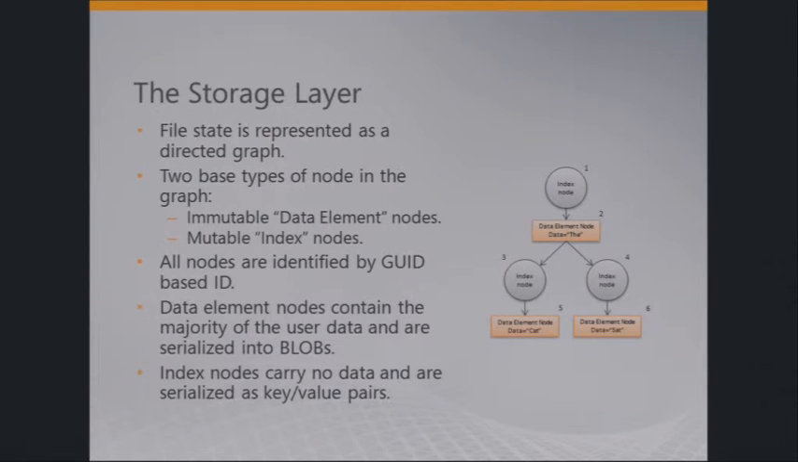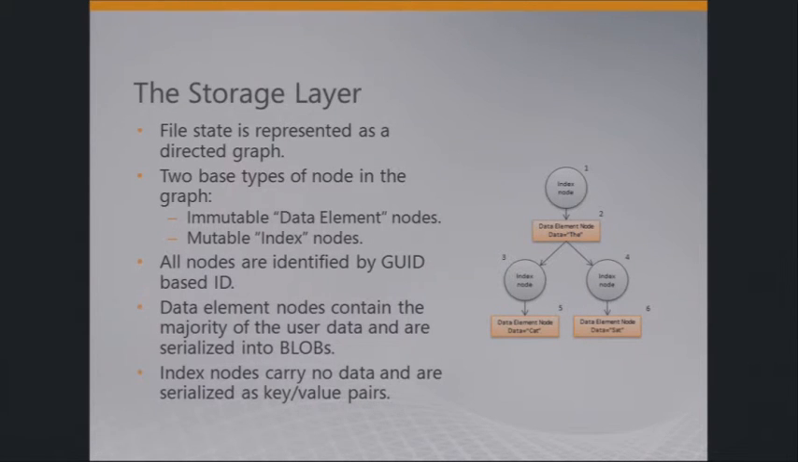There are various derivations of data element node that carry different types of data, and those are described in the document. But right now, we really only need to look at the base class and just call them data elements. The two types of node have different properties that are important. The data element nodes are immutable, and they carry the majority of the user data and the larger parts of the metadata. The index nodes are mutable, so they can change, but they carry very little data. In fact, you can think of them as just key value pairs.